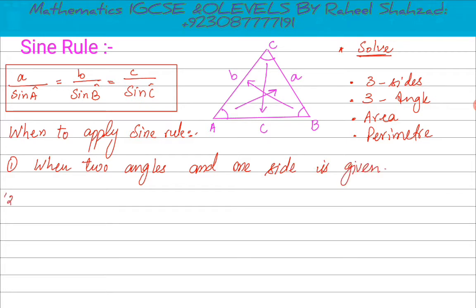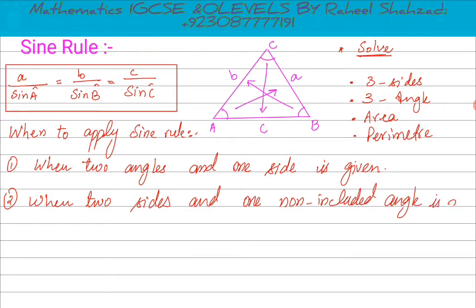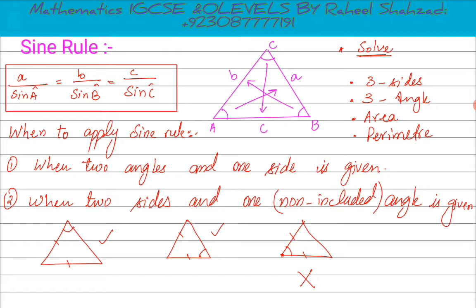The second case is when we have two sides and one non-included angle given. Now what do we mean by this non-included angle? For example, this is a triangle, we have these two sides and this angle given, we can apply the sine rule. And when we have these two sides given but the included angle is given, we cannot apply the sine rule here, we will go for the cos rule.